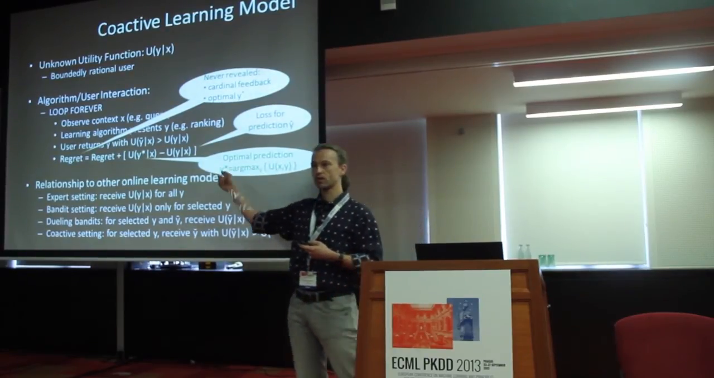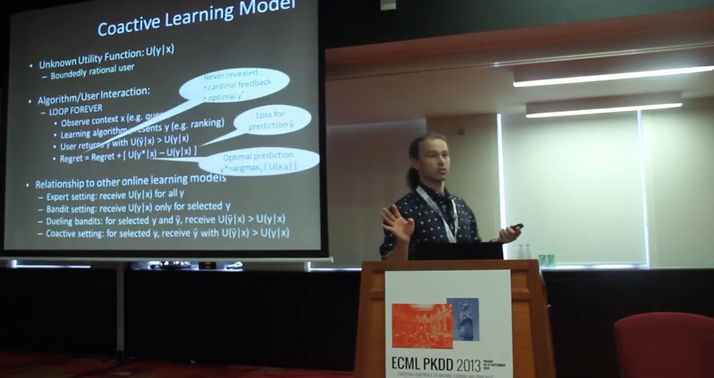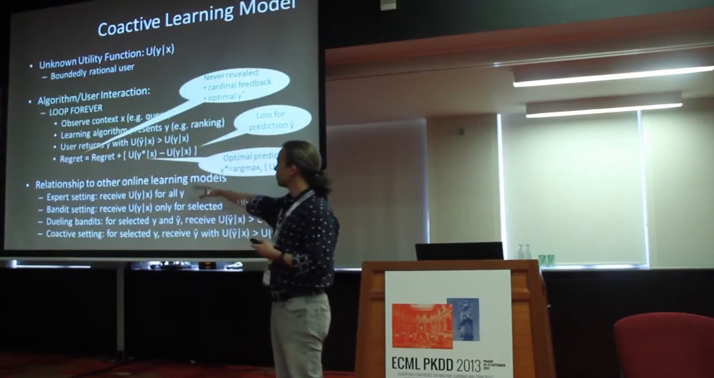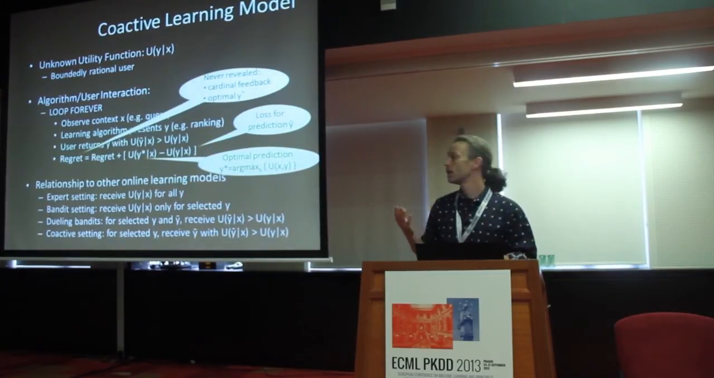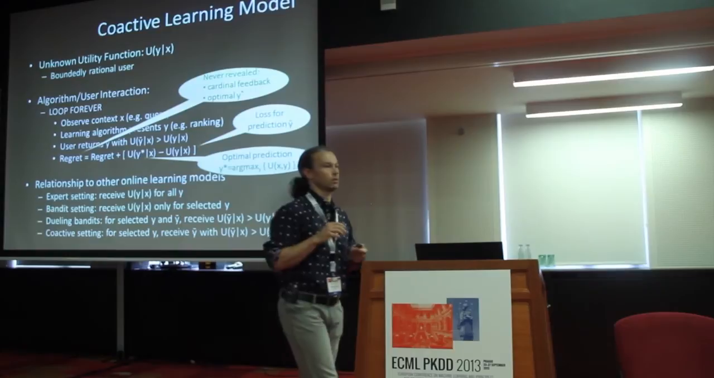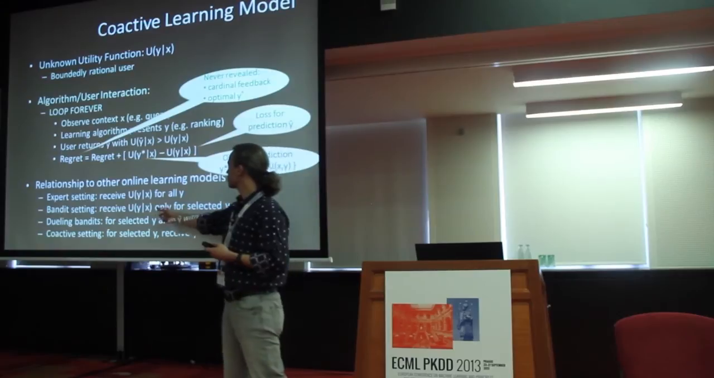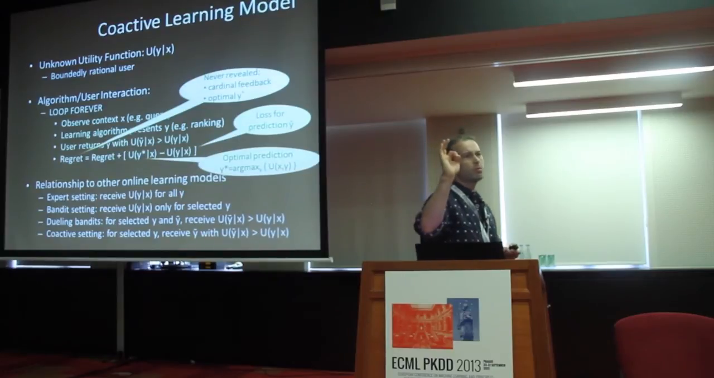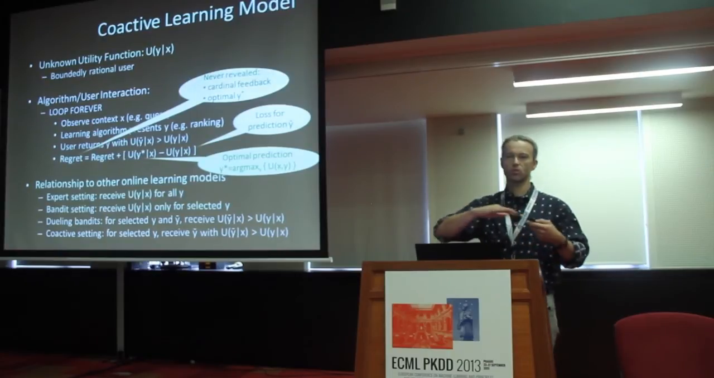So note that we have a cardinal utility regret here, although we never observe cardinal utilities or the optimal actions, these Y stars. And you can put this in relation to other online learning models, like the traditional expert setting. In the traditional expert setting, we would ask users to label or to give us the cardinal utilities for all possible Ys. That's not possible, right? Way too many Ys. In the bandit setting, we would ask users to give us just the cardinal utility for the single Y that we predicted. But, you know, people can't tell us this ranking has utility 7.8, right? At least not on a consistent scale over time.